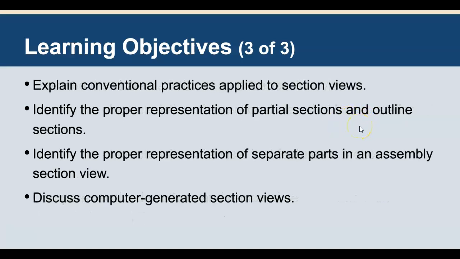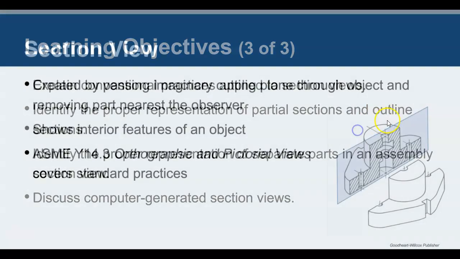Lastly, we're going to explain some of the conventional practices applied to section views, identify the proper representation of partial sections and outline sections. We'll identify the proper representation of separate parts in an assembly drawing and an assembly section view, and then of course we'll discuss some of the benefits or the ways that computer generated section views can really help us to see and look at parts as a whole.